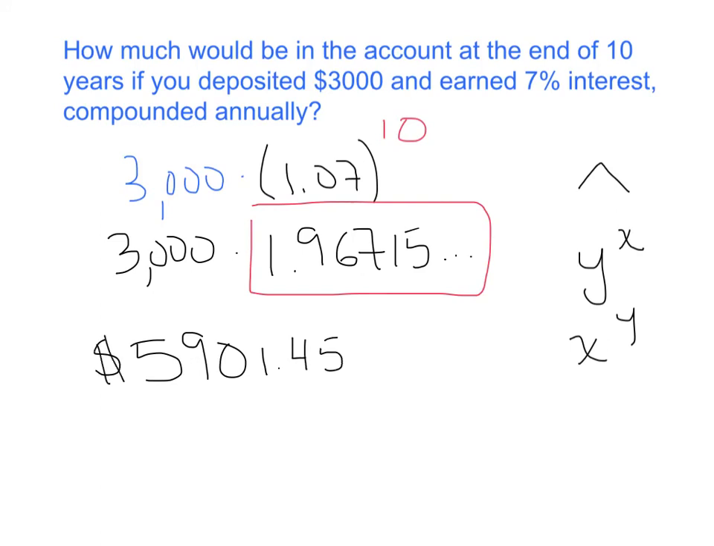So you need to keep a nice accurate multiplier on your calculator, so best not to round that. You keep the answer that your calculator has and multiply by whatever your original amount was. But keep in mind that that multiplier simply says if you earned 7% interest compounded annually for 10 years, you would have 1.96715, etc., times what you originally started with.